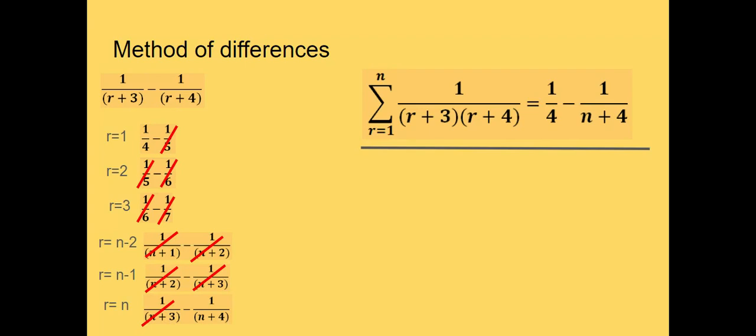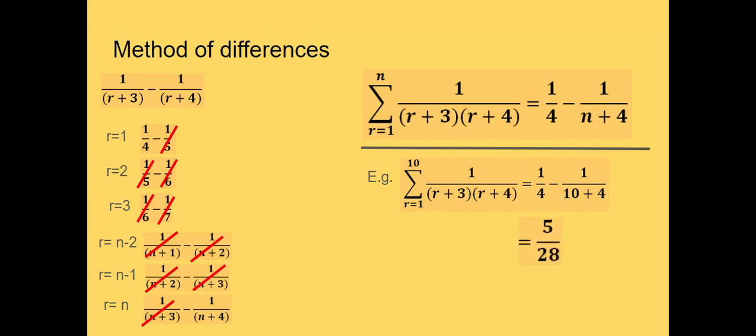You might get asked to evaluate it for a given value of n. Suppose n was 10. Instead of n in our answer, we can sub in 10. So a quarter minus 1 over 14, there's your answer.